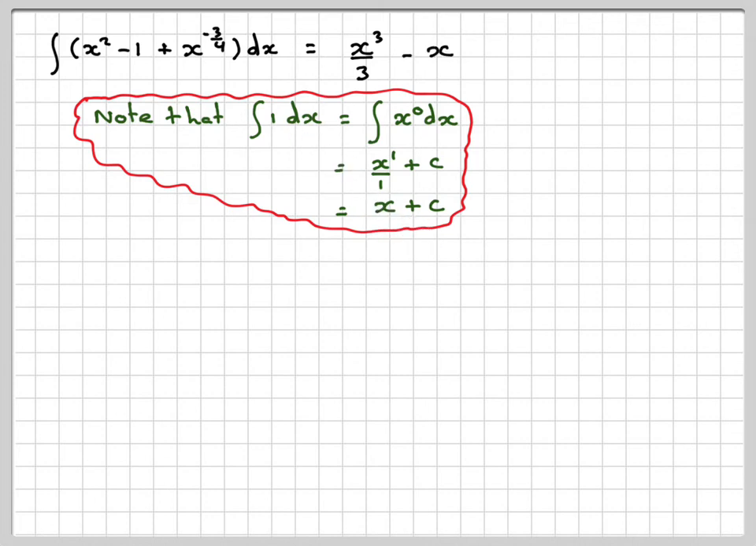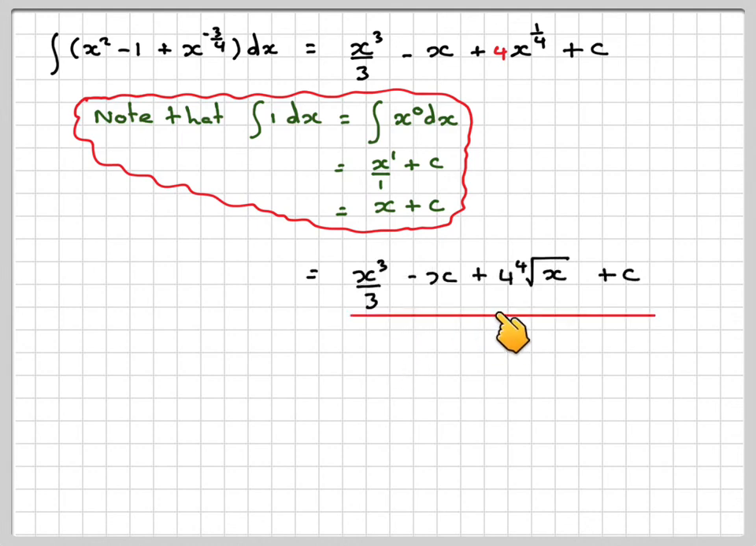So minus x, and then adding 1 to minus 3/4 is x to the quarter. Dividing by a quarter is the same as multiplying by 4, plus c. Writing that out, we're going to get x cubed over 3 minus x plus 4 times the 4th root of x plus c. This could be written as 1/3 of x cubed as well.